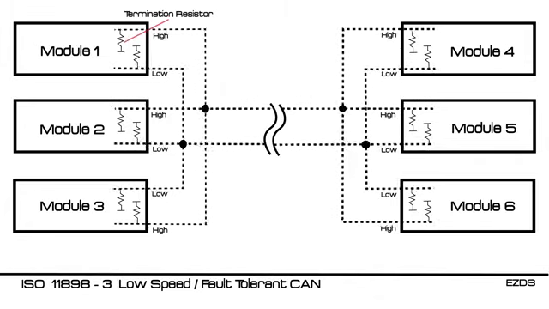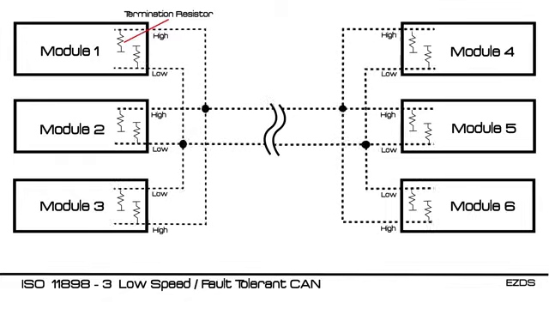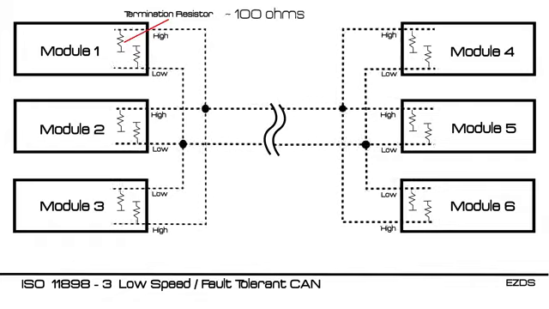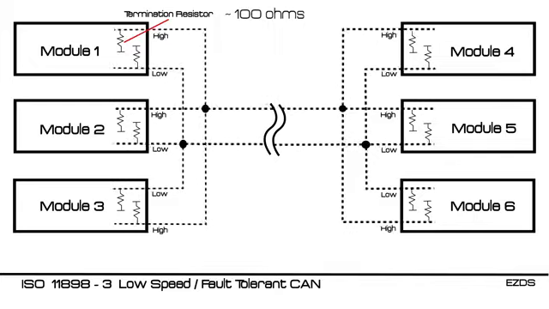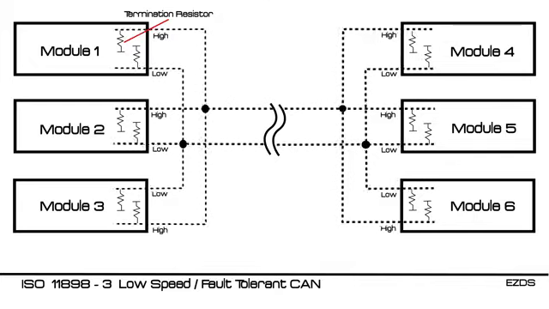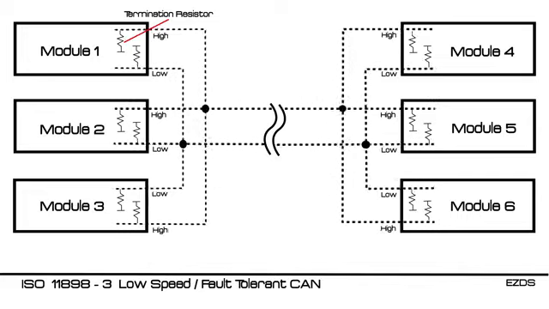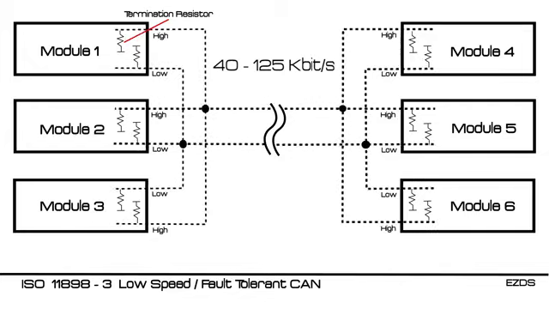In low-speed CAN, termination resistors are located at each module, and its overall resistance is around 100 ohms due to the individual termination at modules. Low-speed CAN allows the CAN bus to communicate in case of wire failure. It offers a transfer rate from 40 to 125 kilobits per second.